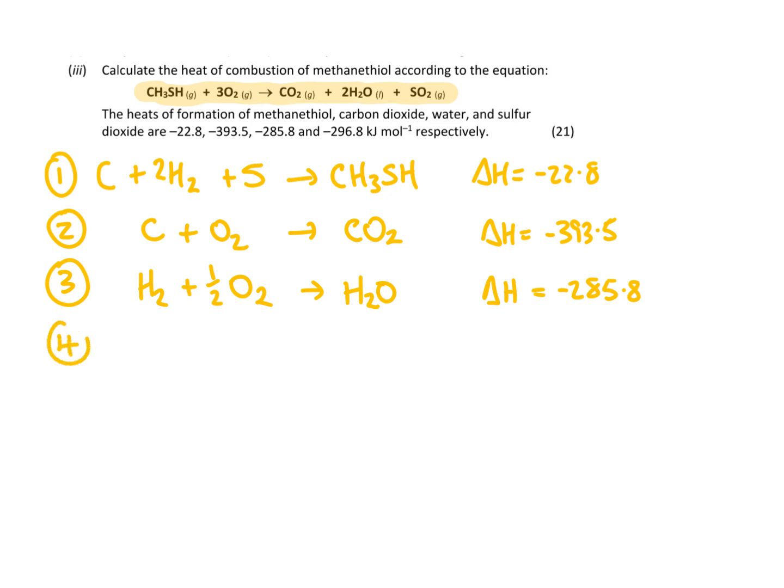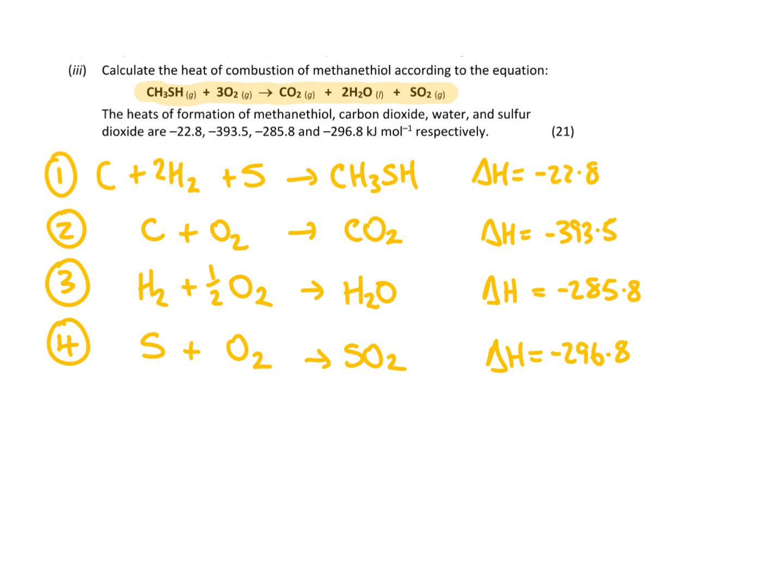The final equation that we want to work with then is the heat of formation of sulfur dioxide, which is SO2. And the standard state of sulfur is S, and the standard state of oxygen is O2. So our delta H there is simply minus 296.8. And I've pulled those figures from this list of numbers that are here.